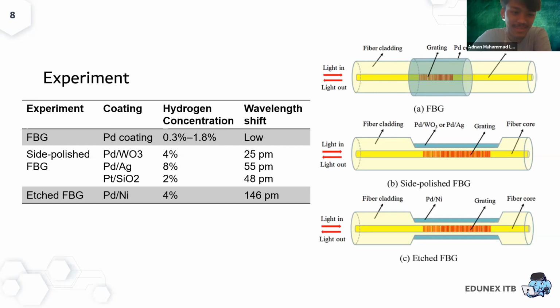And the next experiment is the side polished FBG, as shown in the picture. There are 3 experiments that were conducted. The first one is palladium tungsten trioxide.